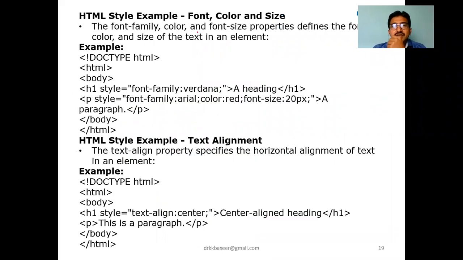Next, coming to the second part, before going to the second part, let me show some examples, as I said, for the font, the color, the size. We'll discuss them in detail in an upcoming concept. For the time being, let me explain this. So, HTML style examples for font, color, size. Font family is there for font, and color and font size properties are there. See, for example, style equal to font family.